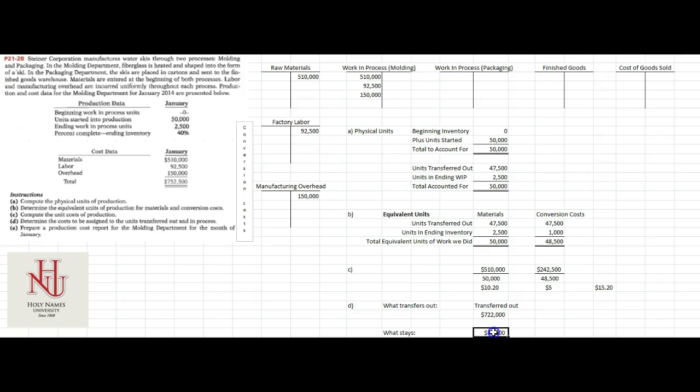What stays? Well, those 2,500 units that are left, they are 100% complete as far as materials go. So 2,500 times $10.20. We also have 1,000 equivalent units left as far as conversion costs go. $5 times 1,000 will give us $5,000. So our formula is 2,500 times $10.20 plus 1,000 times $5 means that $30,500 is our ending work in process inventory in the molding department.